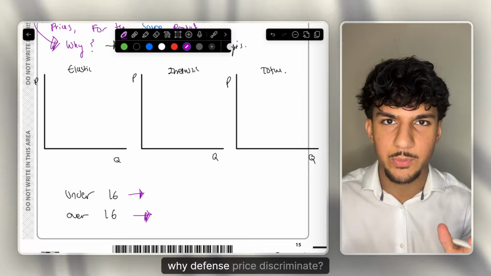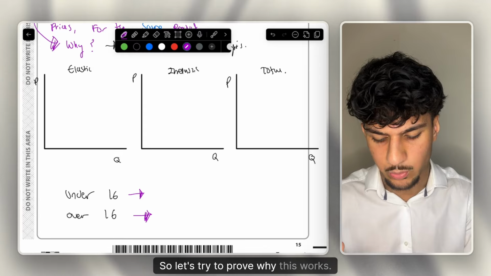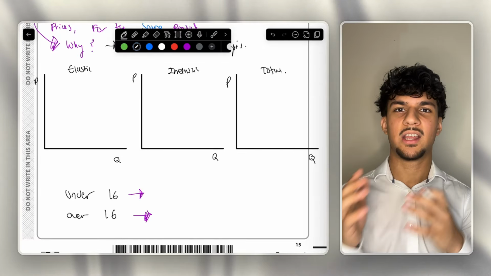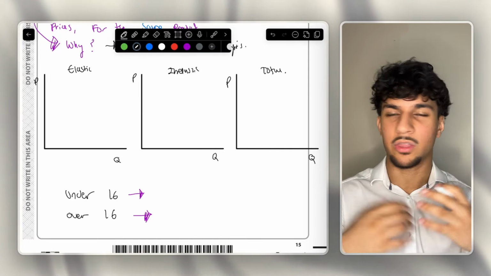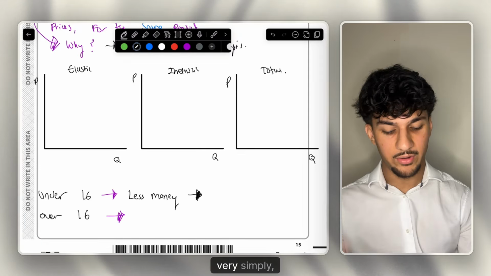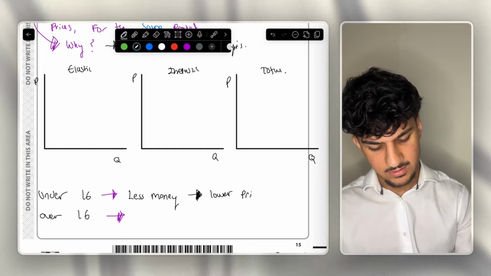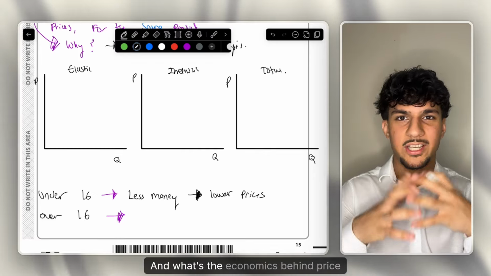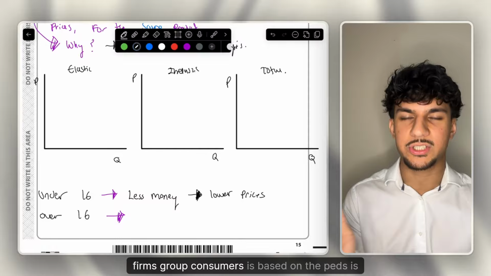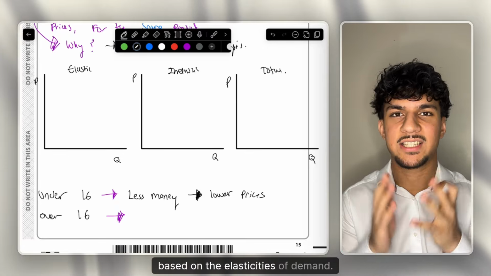And like we said, why do firms price discriminate? Because it increases firms' profits. So let's try to prove why this works. If we think about under 16s, these are usually students. The easiest way to put it, they have less money. And since they have less money, very simply, they are charged lower prices by train firms. And what's the economics behind this? What's the economics behind price discrimination? The way firms group consumers is based on their PEDs, on the elasticities of demand.